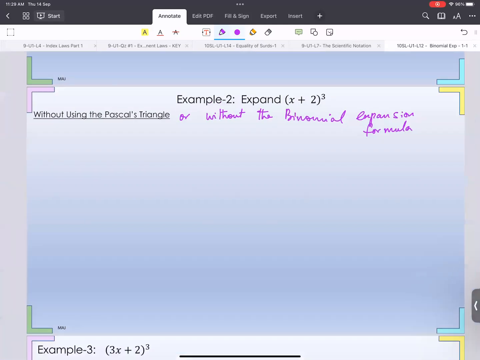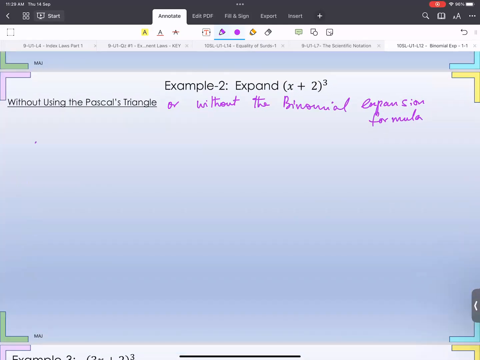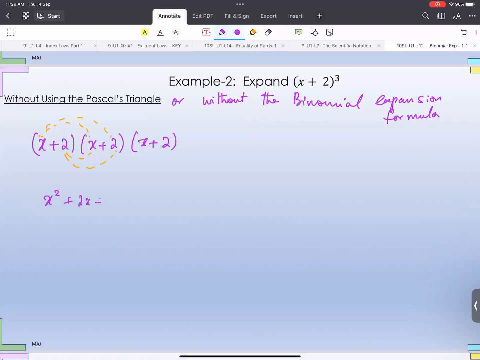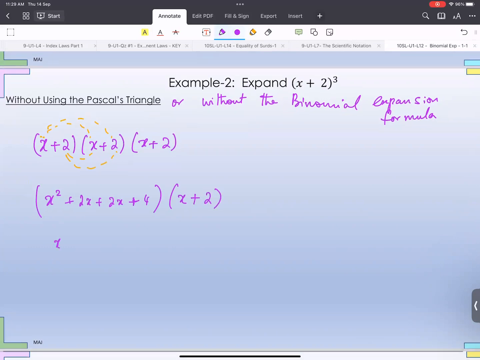how would you do that? (x + 2) multiplied by itself 3 times. Might kind of sound easy at this point. Okay, so you're going to first multiply these two and then multiply these two, right? So x squared plus 2x plus 2x plus 4, and all of that multiplied by x plus 2. So that is x squared plus 4x plus 4 times x plus 2.